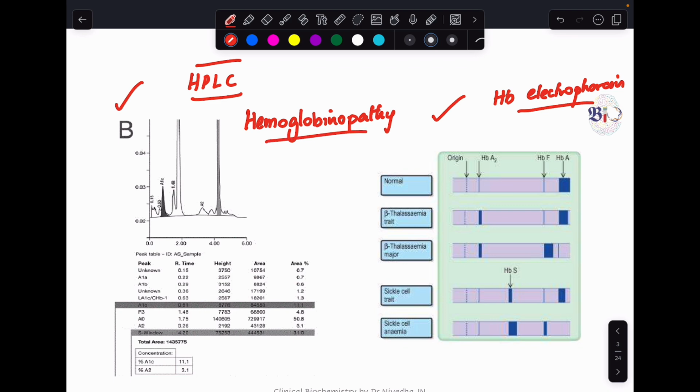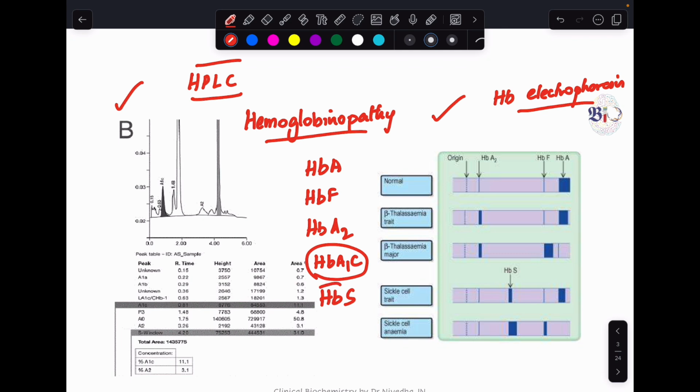Just know a few points on how to read this. What you have to know is what the fractions of hemoglobin are. You know there is adult hemoglobin, the HbA fraction, you also know the HbF fraction, then HbA2, and then HbA1c. HbA1c is what is related to diabetes, and then you know there is HbS.